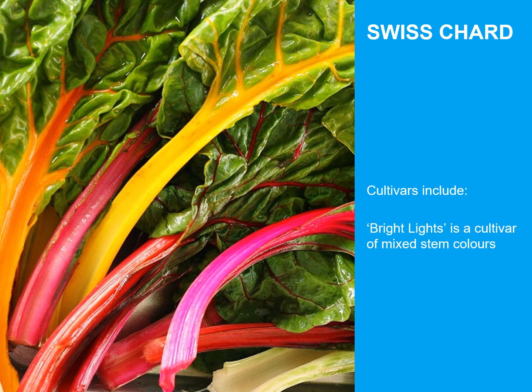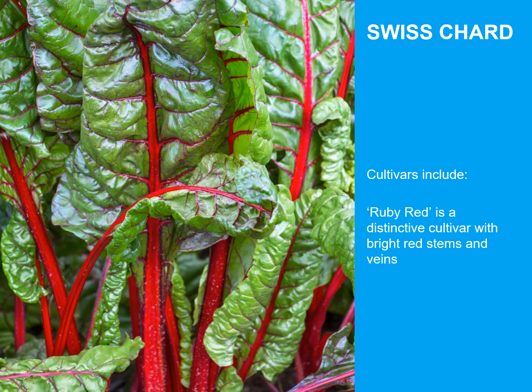Then we have a cultivar called Bright Lights, which is known as a type of rainbow chard. These are typically open pollinated varieties which produce stems varying from red to pink, yellow and orange. And then finally we have a cultivar called Ruby Red, and it has a distinctive bright red stem and veining patterning, and the leaves have an almost Savoy type appearance, similar to a kale or cabbage leaf, and so this one is quite popular.